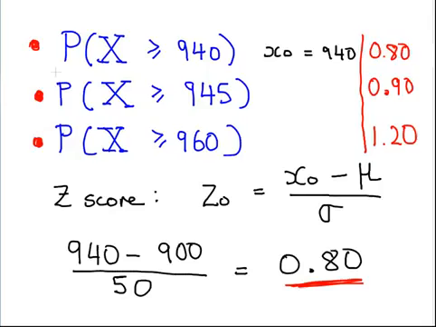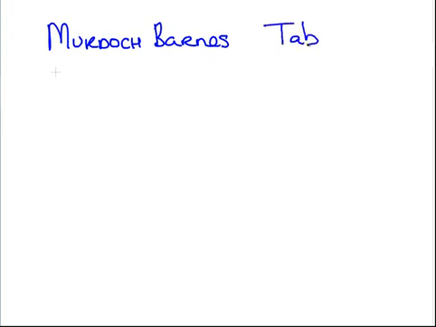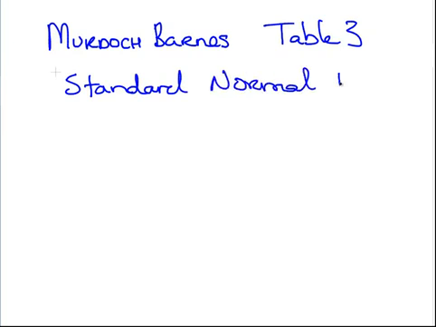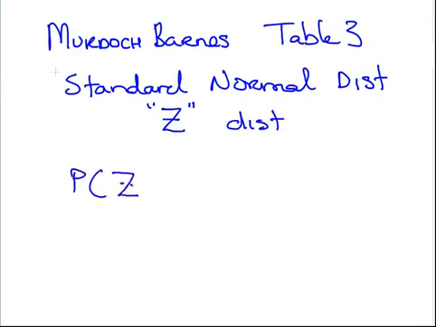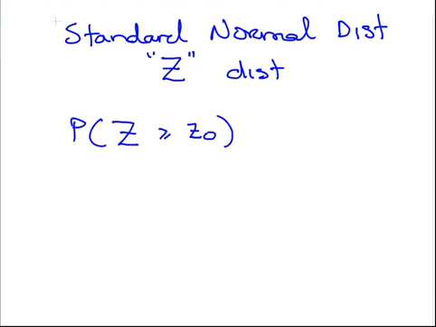So far so good. Now what does that mean? Well, essentially we're going to use the statistical tables. I'm going to use one called the Murdoch-Barnes, and in particular it is table 3, and this relates to the standard normal distribution, also known as the capital Z distribution or Z distribution. What this does is tabulate the probability of Z being greater than or equal to some observed Z score. So that's what it does. We'll have a quick look at it shortly, but what does that mean for us?